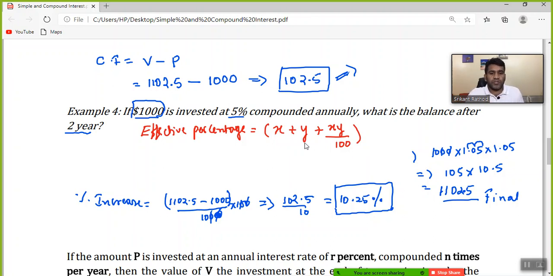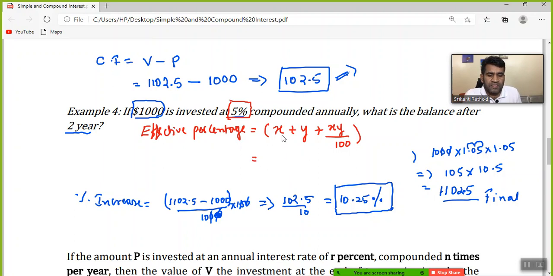So in our case, the rate of interest for the first year and the rate of interest for the second year remain the same, that is 5%. But you may get some examples where the first year the rate of interest will be 5%, and the second year it may be 6% or 7%. In that case, you have to replace x and y with the rates of interest if they are changing. But here it is the same: the first year is 5% and the second year is also 5%.